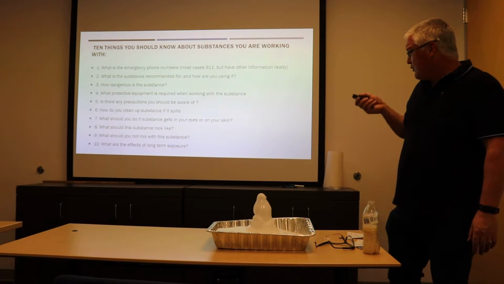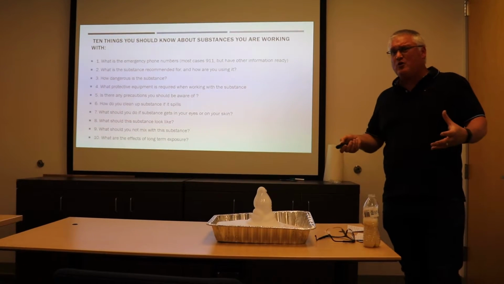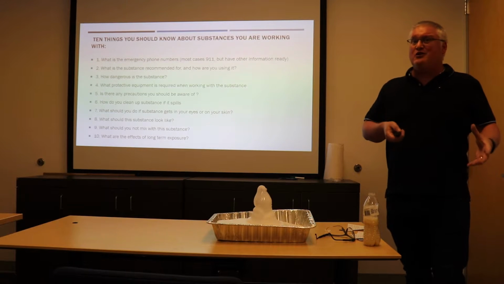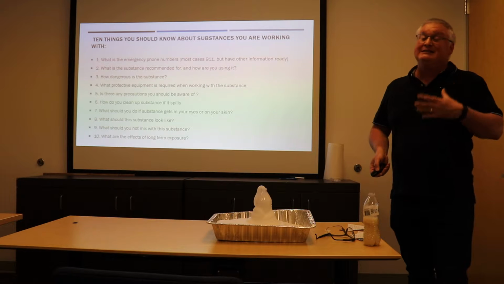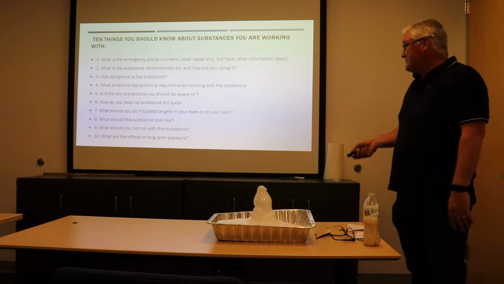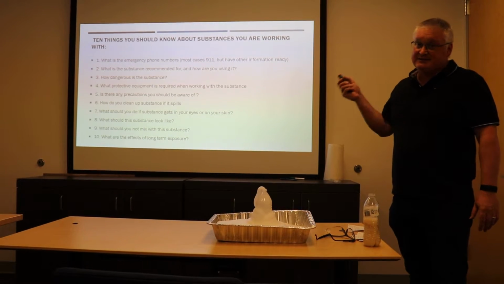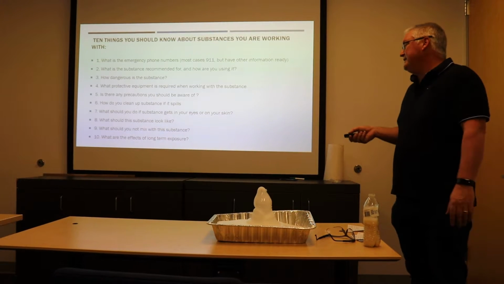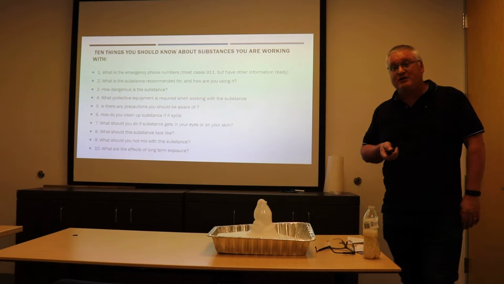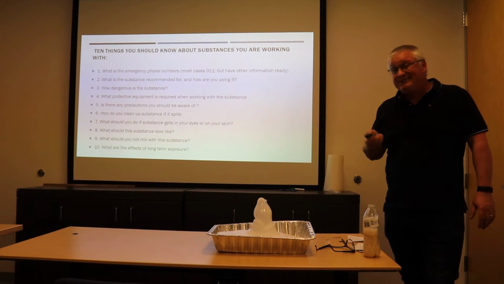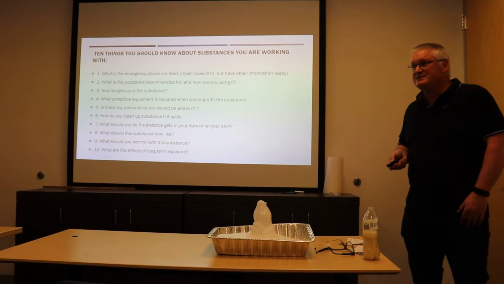What should the substance look like? If you think you're working with one substance, you need to know what it looks like, because if it looks like something different, or if you're working with something different and you don't know what it is, that's really bad. So always know what the substance should look like, and again, the safety data sheet is going to tell you that. And what you should not mix with the substance. Everybody knows about bleach and ammonia when making a cleaner, as a for instance.